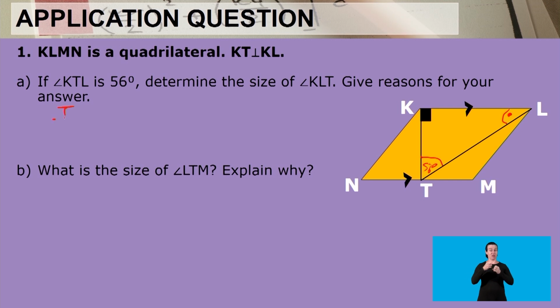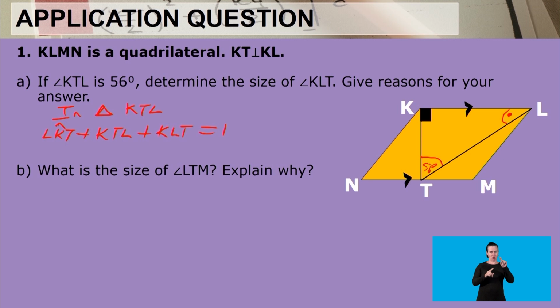So I will start with triangle KTL, because that's what I'm looking at. I noticed that angle LKT, that 90 degrees there, plus angle KTL, plus angle KLT. Remember, that's how we name a triangle: where it begins, where the angle is, and where it ends.